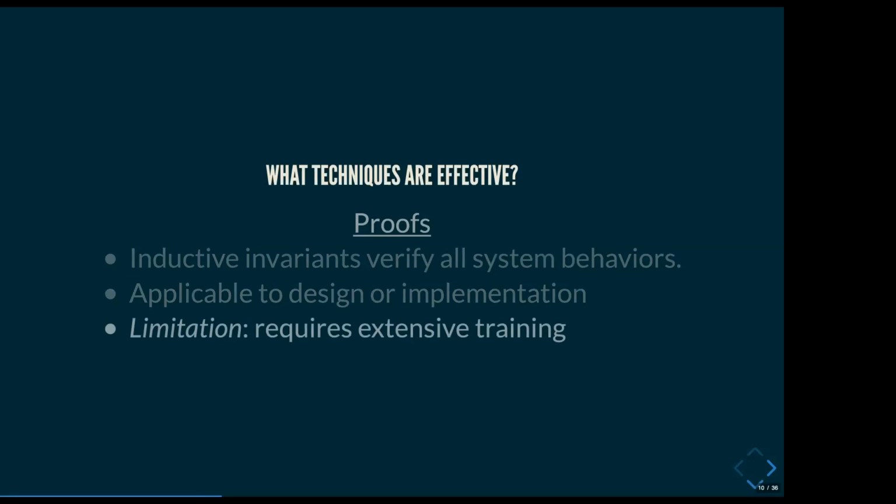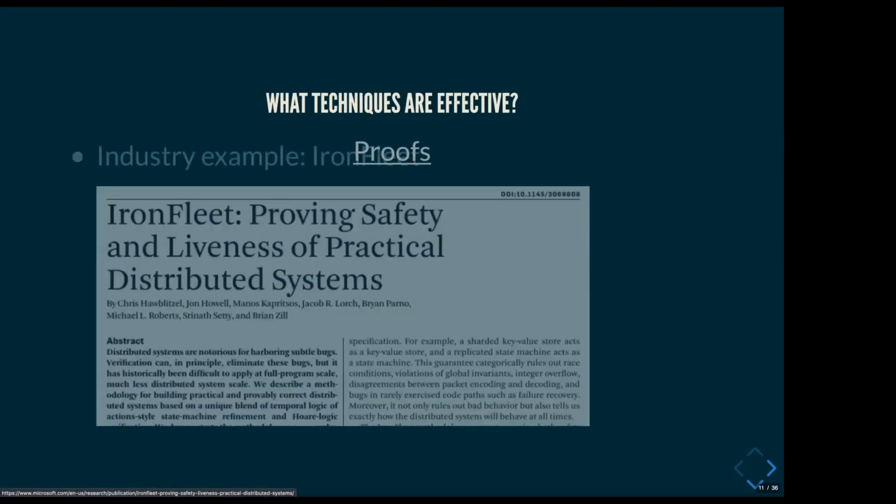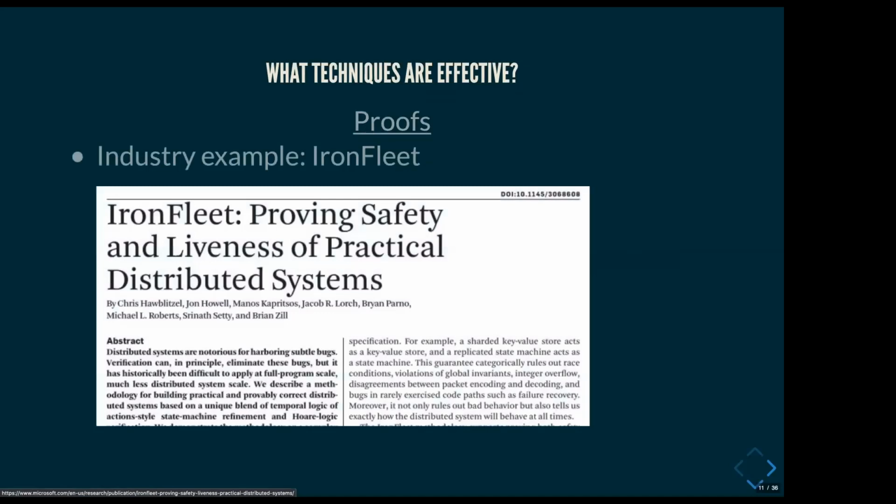One major limitation of proving a system is that it requires quite a lot of training. It is very time consuming, generally speaking. And so I think those are perhaps the two key limitations here. For a really fantastic paper on a real world implementation that has proofs of correctness in the distributed system space, I recommend this paper, IronFleet.